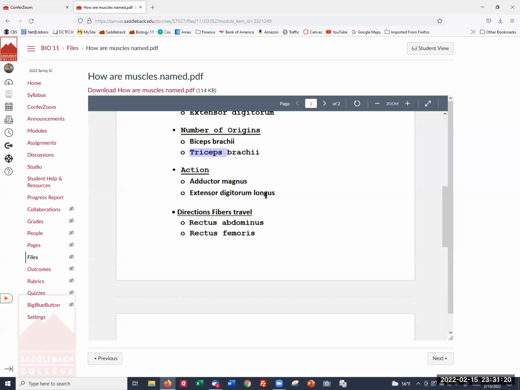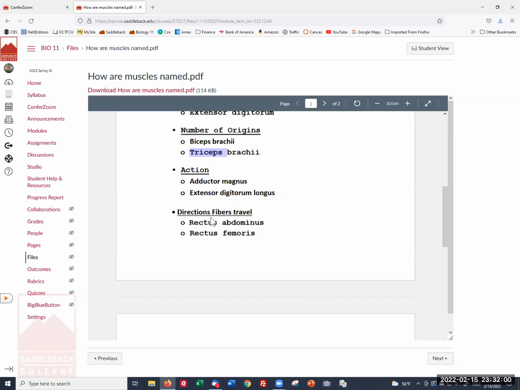Extensor digitorum longus is actually a muscle located in the leg, lower leg, and extends the toes. Okay, extends the toes. So even in your shoes or whatever you're wearing, if you can point or try to point your toes up to the ceiling or to the sky, you're using the extensor digitorum, and the longus refers to one of actually a group of muscles. We'll name it when we actually see it.